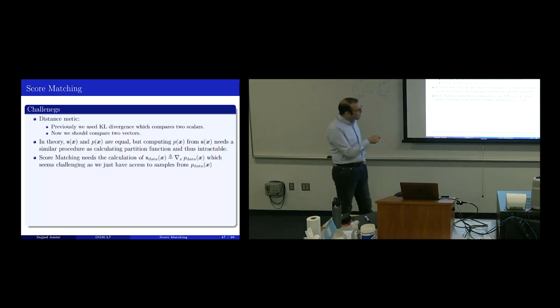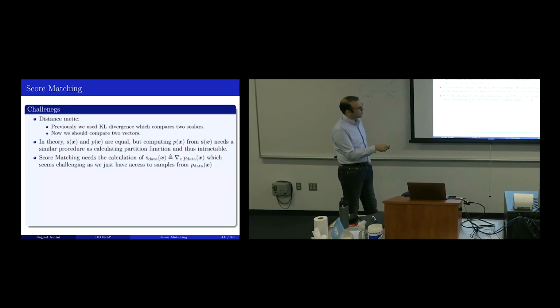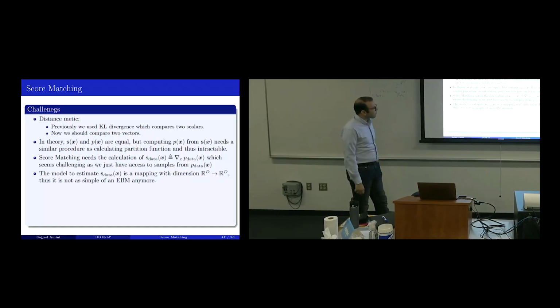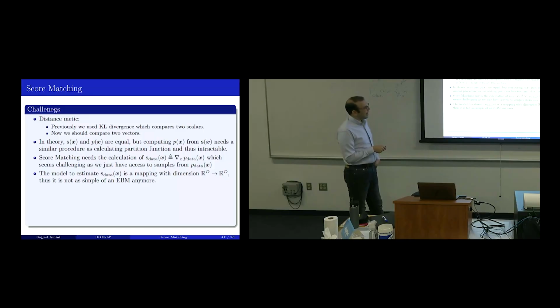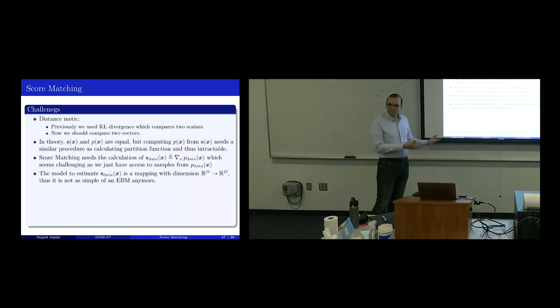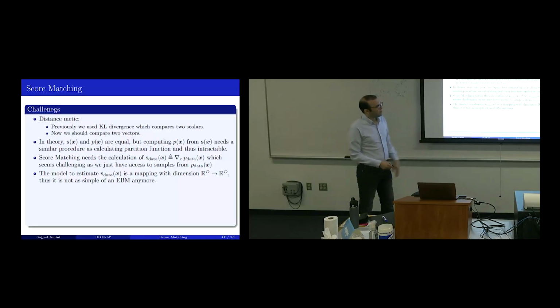Okay, but pay attention. This is the most important challenge at first glance. The model to estimate S data of x is a mapping with dimension R^D to R^D. Thus, it is not as simple as an EBM. EBM is R^D to 1. This is R^D to R^D, which is much more challenging. For example, you have 1,000 by 1,000 images. Then this dimension is 1 million to 1 million. Very challenging.